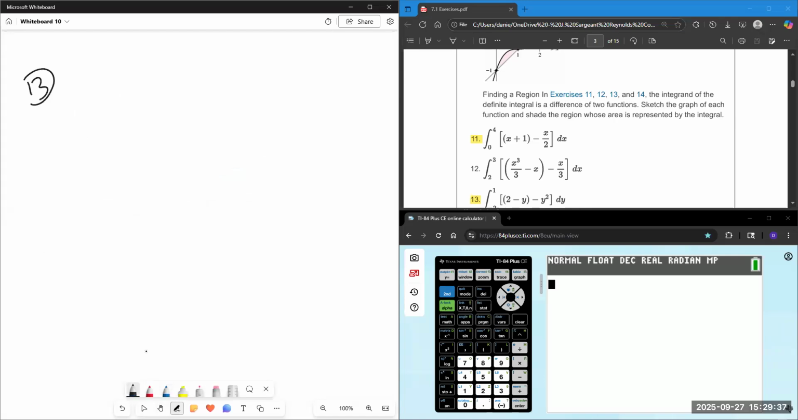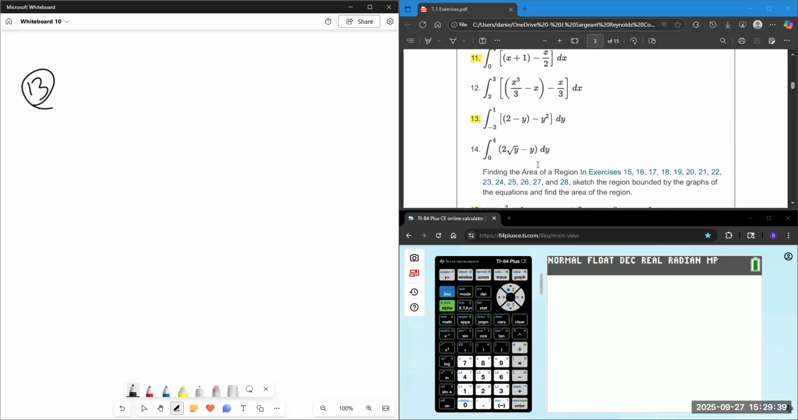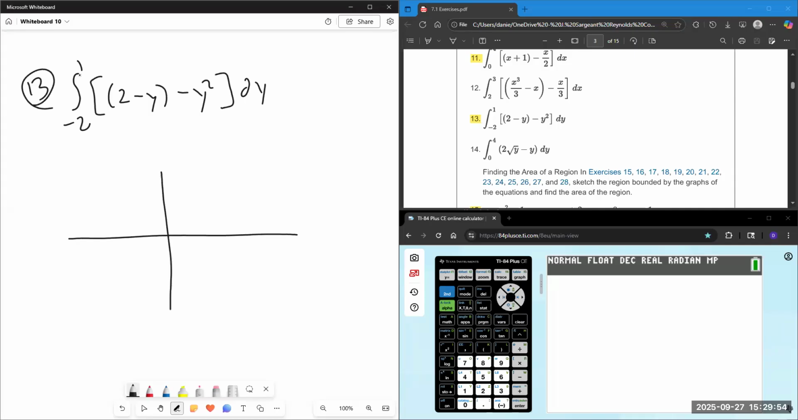13 says -2 to 1. And watch out, these are functions of y. So everything is kind of backwards from what you normally think. So this is an x-intercept of 2. And instead of doing rise over run, this is run over rise. So -1, 1, so.